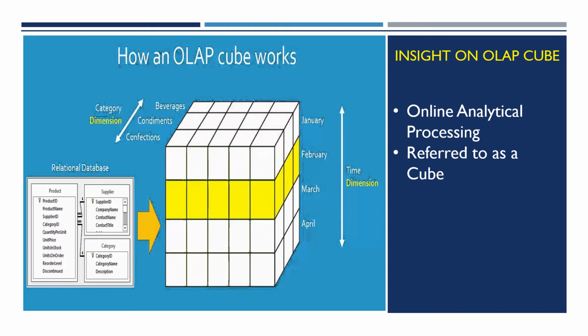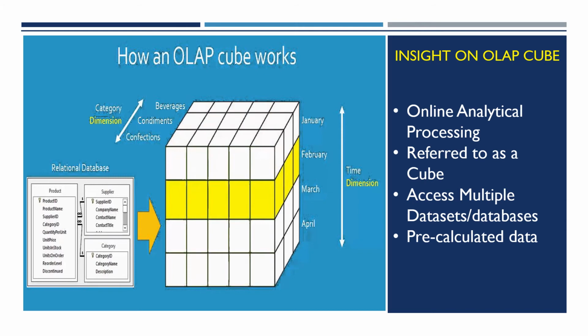It is very helpful when you are accessing more than two-dimensional data. Two-dimensional data is data values arranged in a row and column format, whereas OLAP contains multi-dimensional data, as you can see in that image.